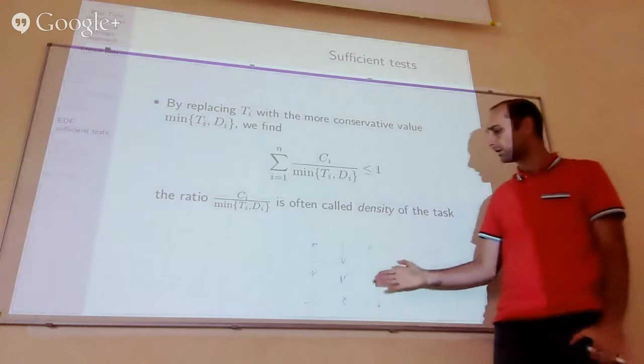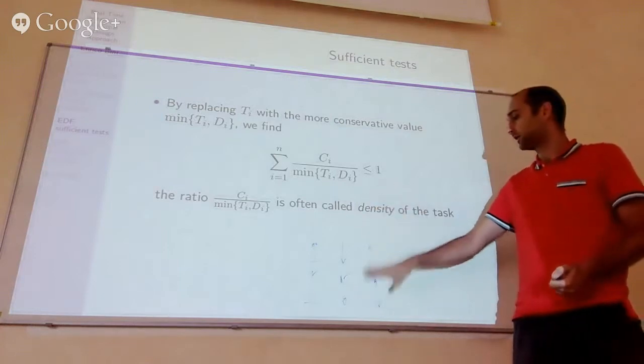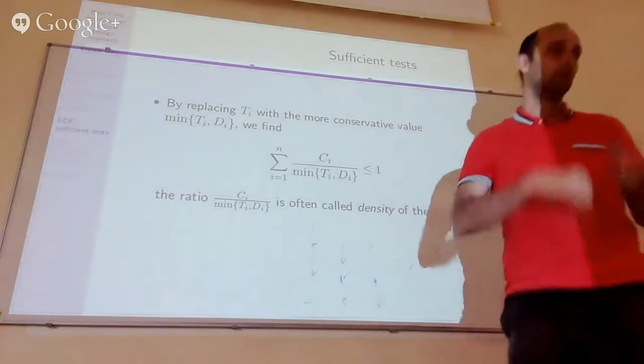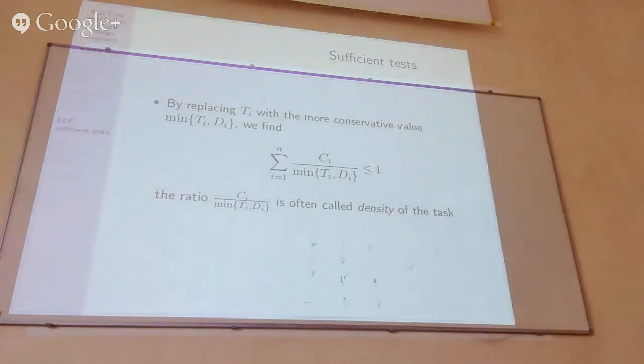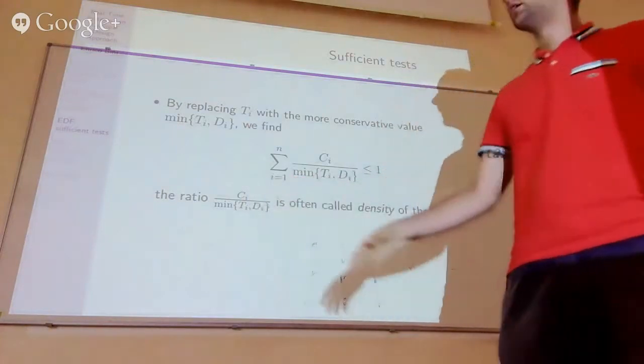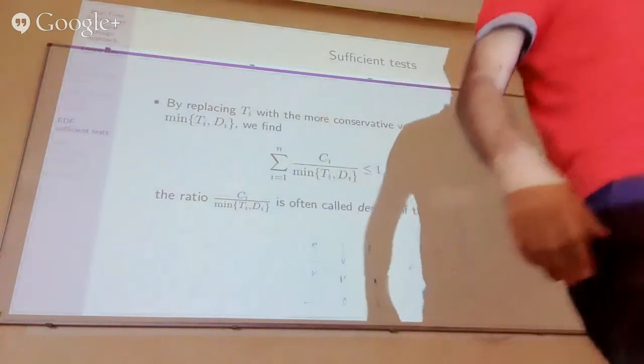And this is, of course, a more conservative transformation. So if this is schedulable, then the original is also schedulable. Sometimes this quantity is called density, while Ci over Ti is called utilization.